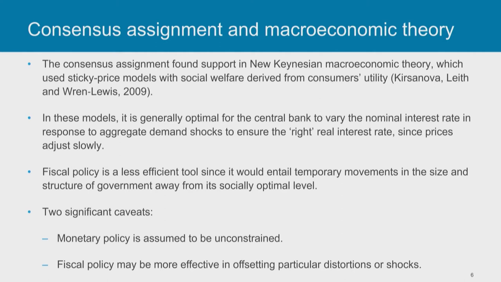But there are two significant caveats to these results, and these were always known. It assumes that monetary policy is unconstrained, in the sense that the interest rate could be moved up and down. The effective lower bound is a relevant example of a constraint, but other examples would be currency unions or fixed exchange rate regimes, or situations where the financial system is impaired in some way, impacting on monetary transmission. And a further caveat is that fiscal policy may be more effective in offsetting particular distortions and shocks.